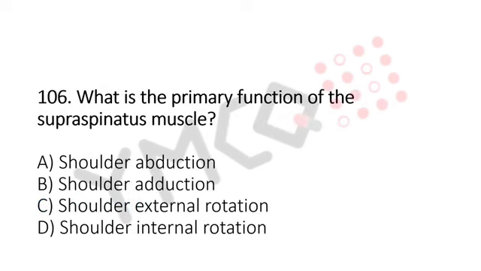Now let's move to question number 106. What is the primary function of the supraspinatus muscle? Option A, shoulder abduction. Option B, shoulder adduction. Option C, shoulder external rotation. Option D, shoulder internal rotation. And the answer is option A, shoulder abduction.